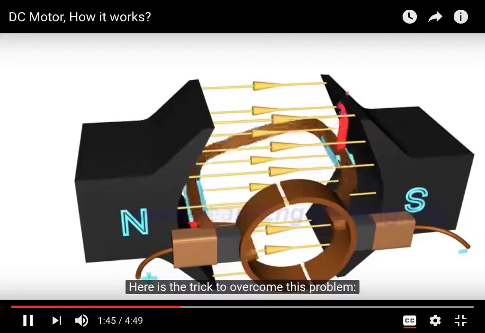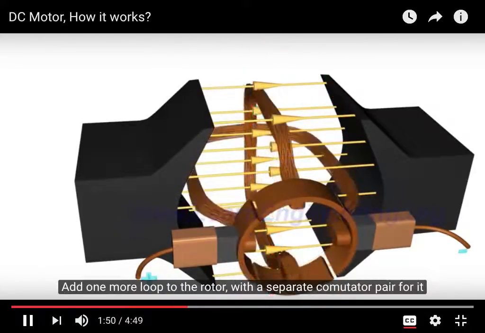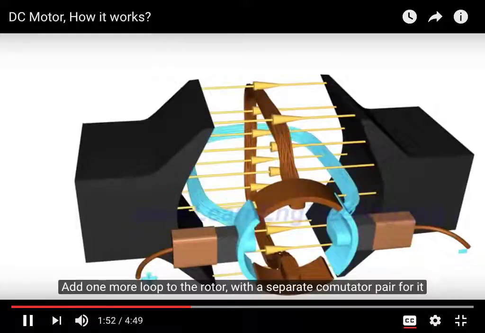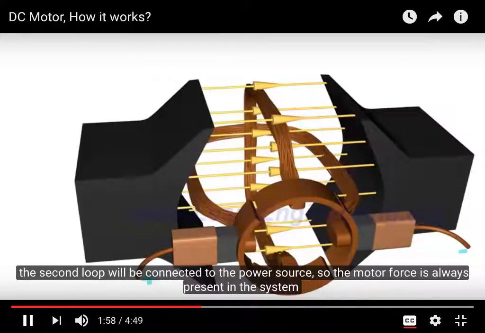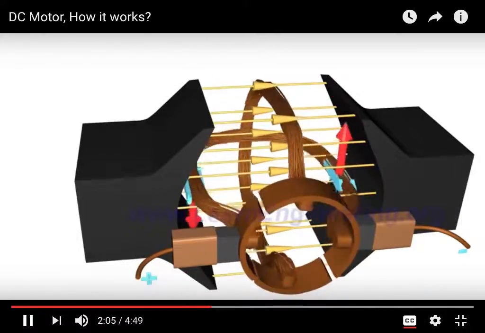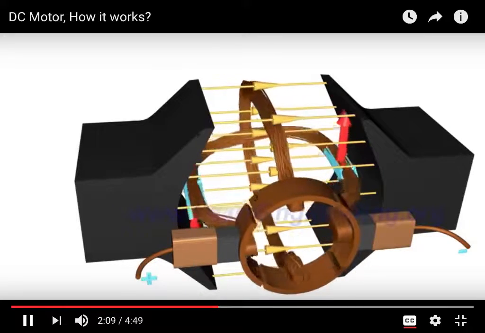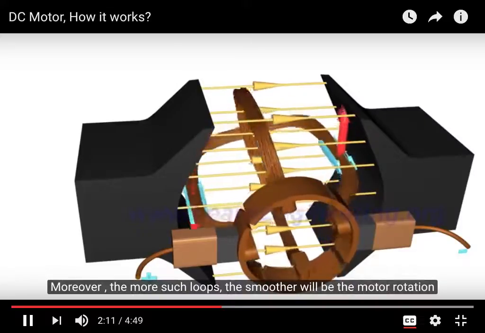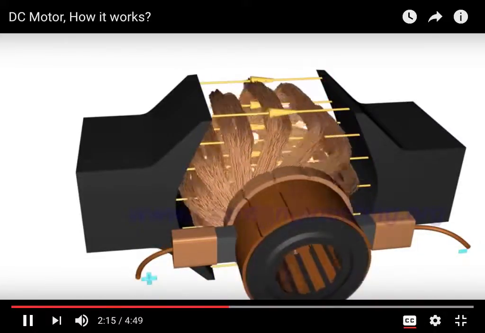Here is the trick to overcoming this problem. Add one more loop to the rotor with a separate commutator pair for it. In this arrangement, when the first loop is in the vertical position, the second loop will be connected to the power source, so a motive force is always present in the system. Moreover, the more such loops, the smoother will be the motor rotation.